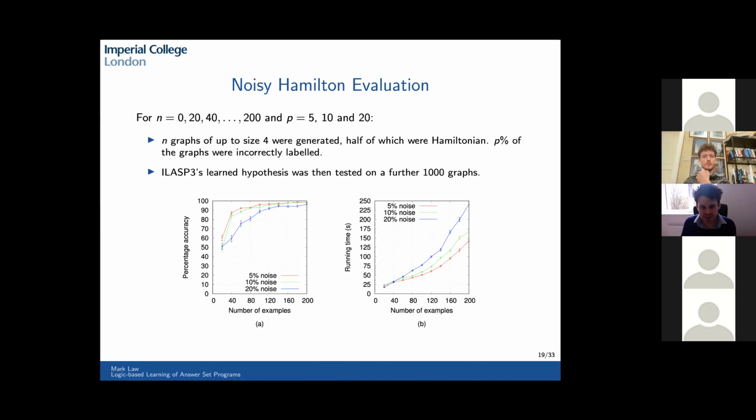And that's shown by the red, green, and blue lines respectively in the graphs. And what you can see is that actually, if we give sufficient numbers of examples, so around 200 examples, they all seem to converge around the same point, getting around 95 to 97% accuracy on an unseen set of test graphs. But what's interesting is that as you have more noise, you need more examples in order to reach the same level of accuracy. The algorithm does take slightly longer if you have more noise, and that's because the more noise you have in a problem, the more iterations you're likely to need of the conflict-driven approach in order to converge on the optimal solution.